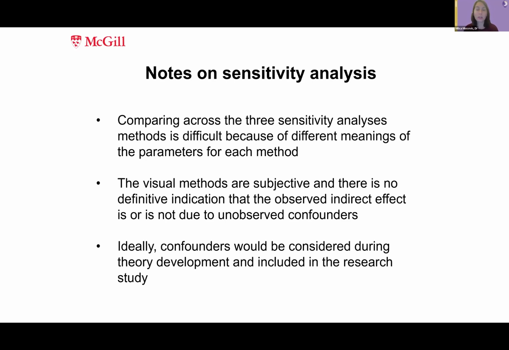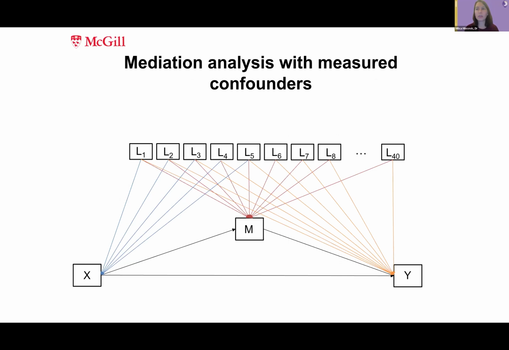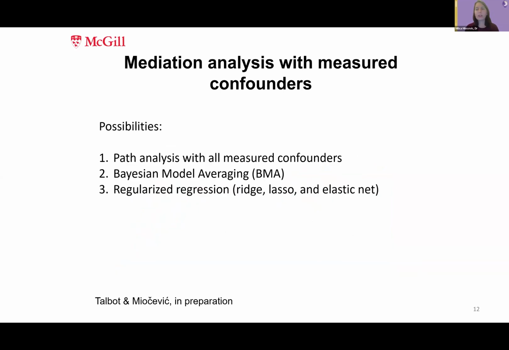So the second part of my talk deals with a situation where we have measured confounders. We just have a lot of variables that could possibly be confounders of the relationships we care about in the mediation model. So here we have our single mediator model, and we have 40 covariates that were measured that could be acting as confounders of any of the relationships in the model. So here we no longer have a randomized X. Some possibilities for dealing with too many possible confounders are to either just fit a path analysis model, including all of these 40 variables, and some will be relevant confounders, some won't.